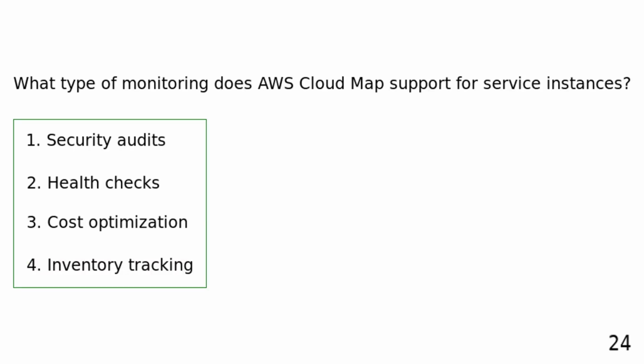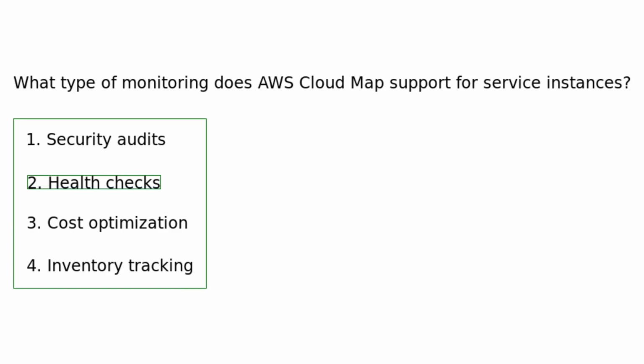What type of monitoring does AWS Cloud Map support for service instances? Security audits. Health checks. Cost optimization. Inventory tracking. AWS Cloud Map supports health checks for monitoring the availability and health status of service instances, ensuring reliable and efficient service discovery and connectivity within the infrastructure.